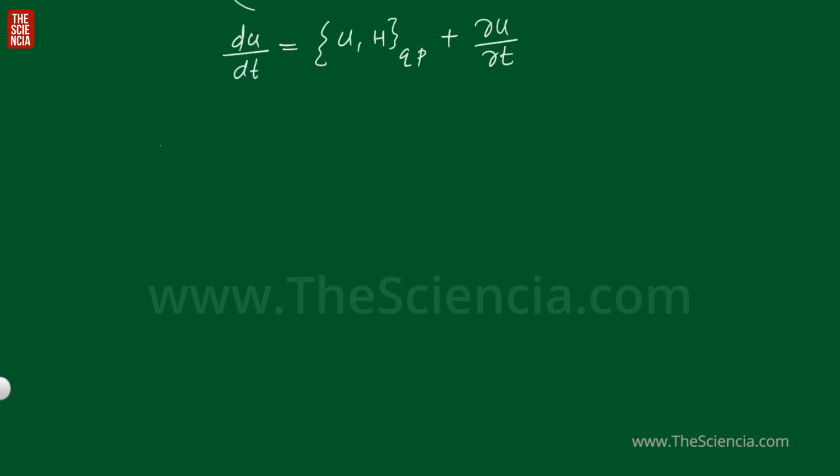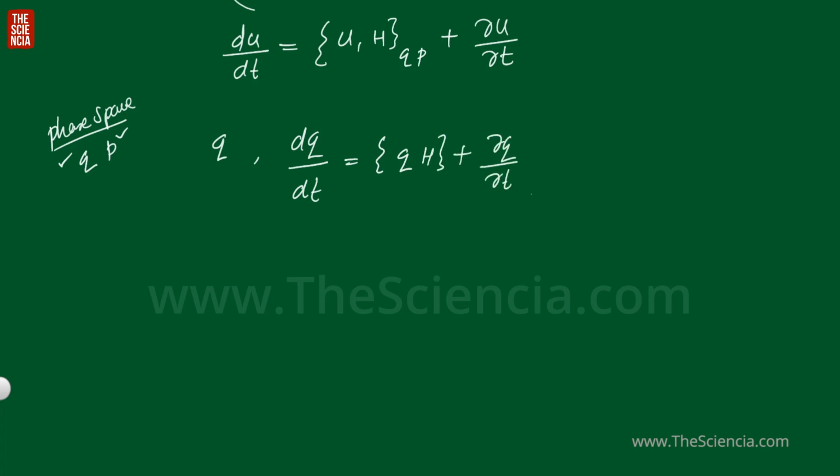In classical mechanics, our particle is moving in a phase space, that is a position-momentum space. So our dynamical variables are position and the momentum. So what will be the time variation of q coordinate, that is dq/dt? From the above equation, we can write this as Poisson bracket of q, H plus ∂q/∂t. If q is explicitly independent of t, then this term will be equal to 0. So we get dq/dt, that is q dot, equal to Poisson bracket q, H.